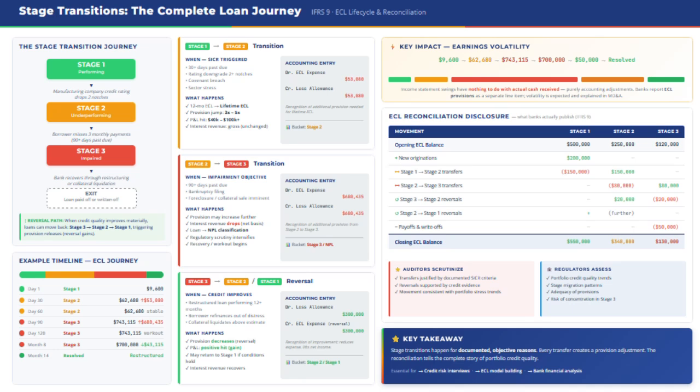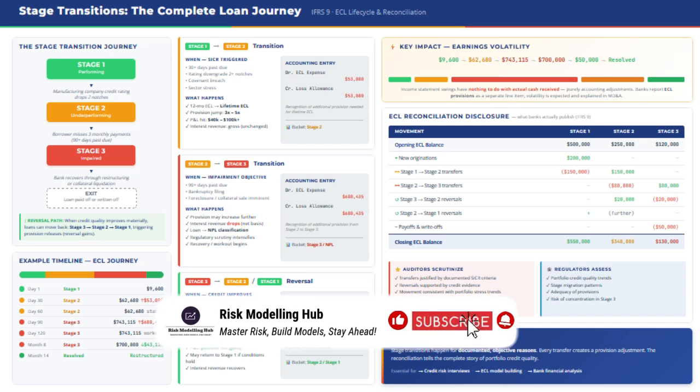So the key takeaway is that stage transitions happen for documented and objective reasons. Every transfer creates provision adjustments, and the full loan journey from origination to resolution is what auditors and regulators scrutinize most carefully. So you should keep an eye on that.